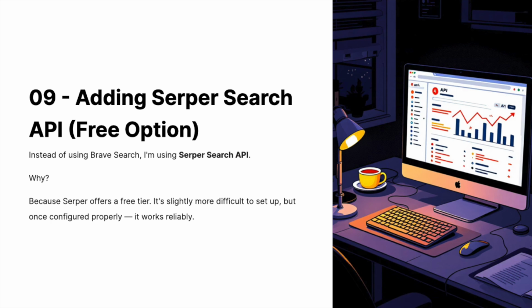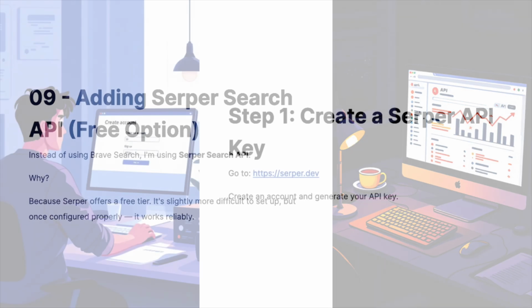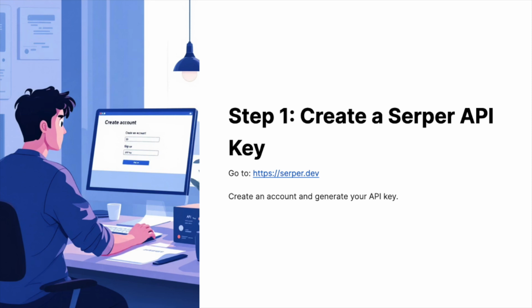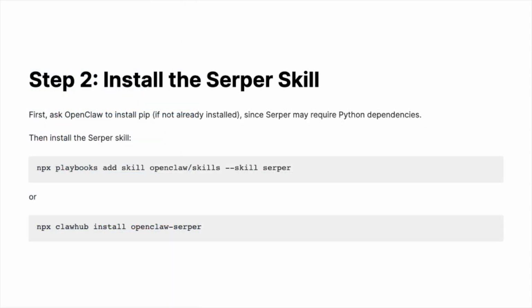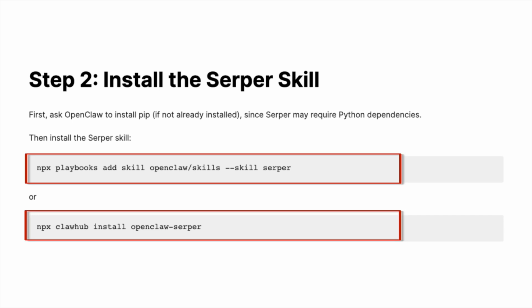It's slightly more difficult to set up, but once configured properly, it works reliably. So step 1 is go to serper.dev and get your own Serper API key and make it secure. That is step number 1, and it is very important. Step 2, install the Serper skill. You can install the Serper skill either way, right? These are the two commands, the playbook command or the club install.